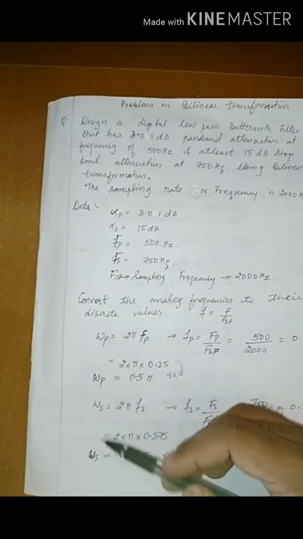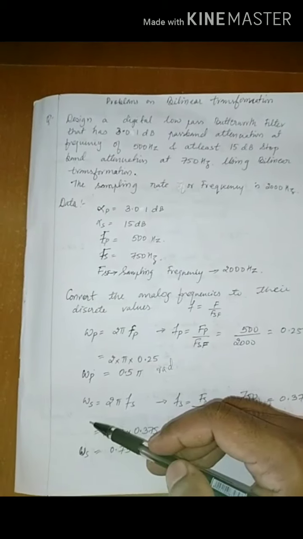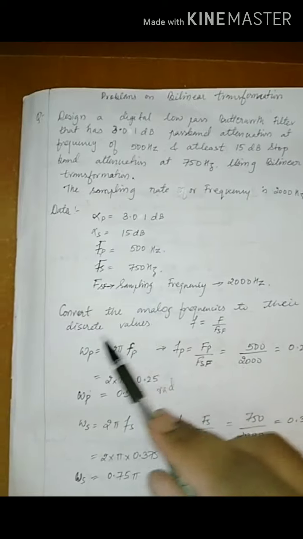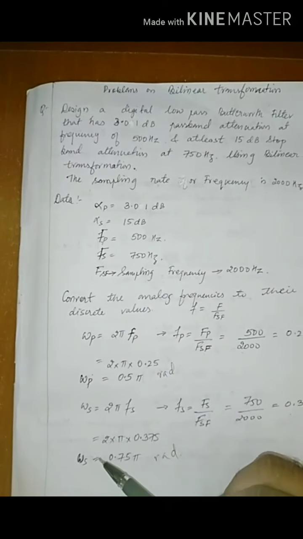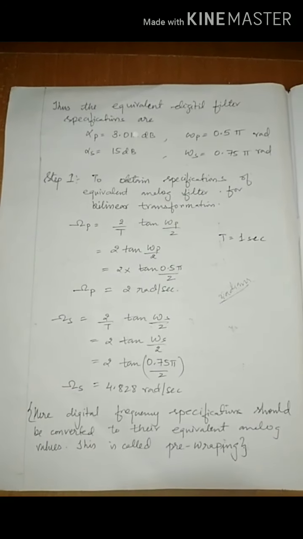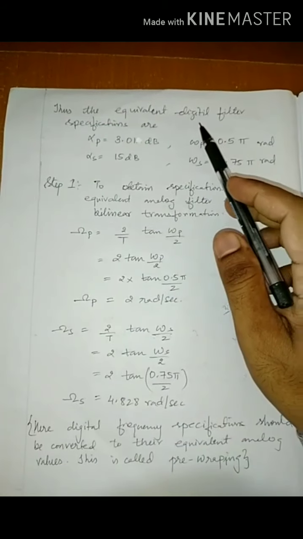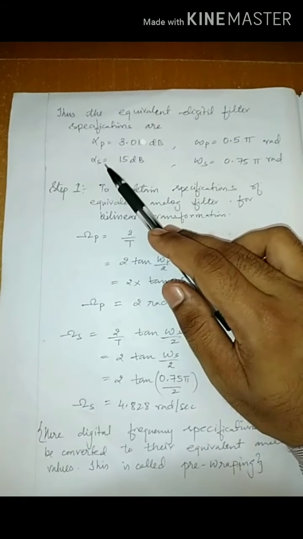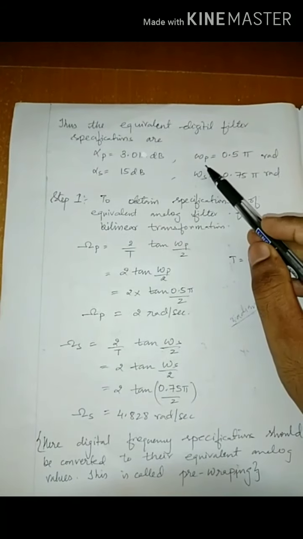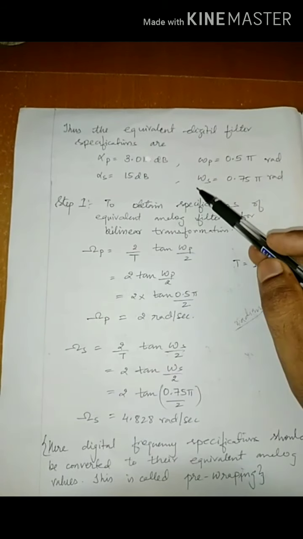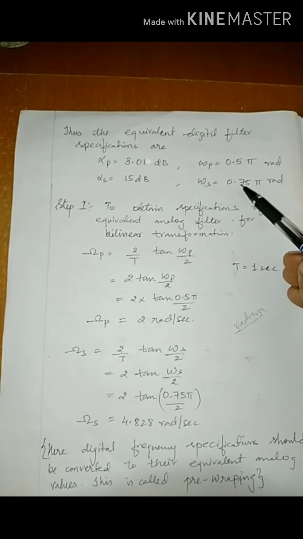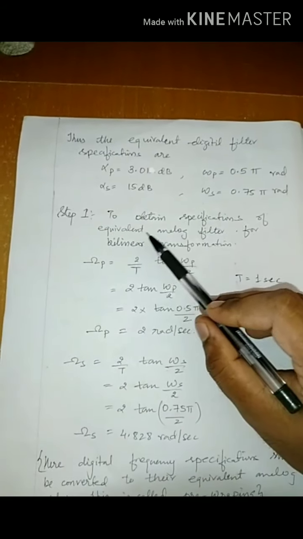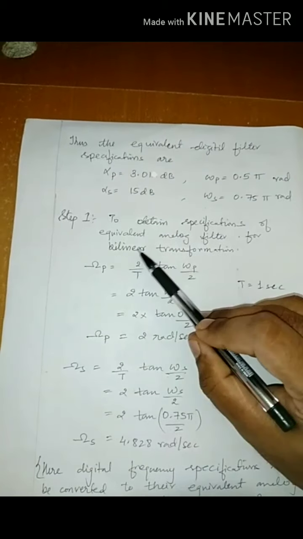Now we have found the digital frequencies. Earlier they were in Hertz. We have taken them to a discrete value by using this formula. We have calculated omega p and omega s. Thus the equivalent digital filter specifications are alpha p is equal to 3.01 dB, alpha s is equal to 15 dB, omega p is equal to 0.5 pi radian, omega s is equal to 0.75 pi radian. Now we need to obtain the specifications of the equivalent analog filter for a bilinear transformation.